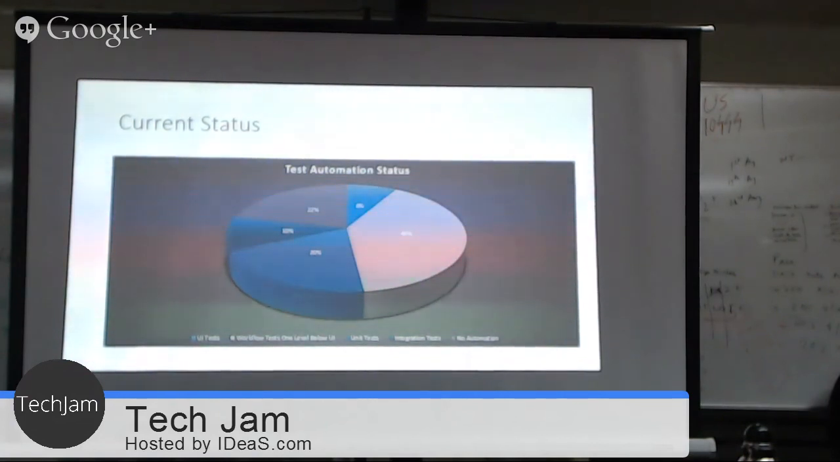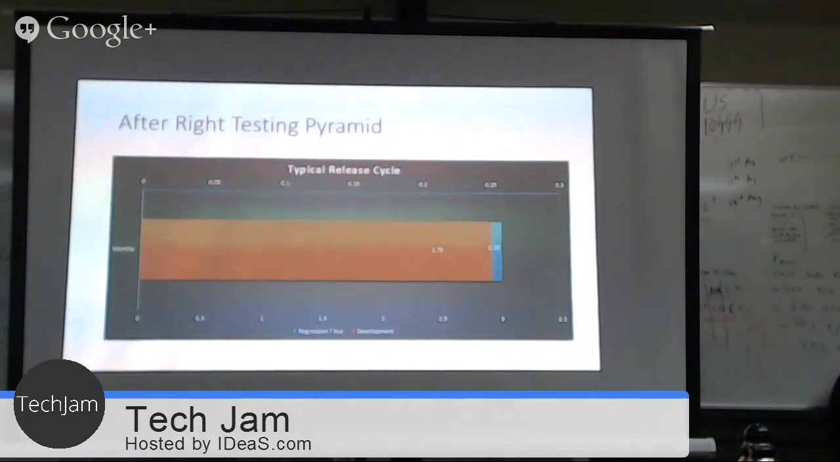So with the tests moving one layer below the UI, this is the current status. We do have UI tests. We have test workflow tests that are one level below the UI. There are unit and integration tests. There is still some portion which has no automation. So again, with the release cycle, we managed to reduce the regression time, and we are aiming for further reduction. No application will be self covered in the development time.